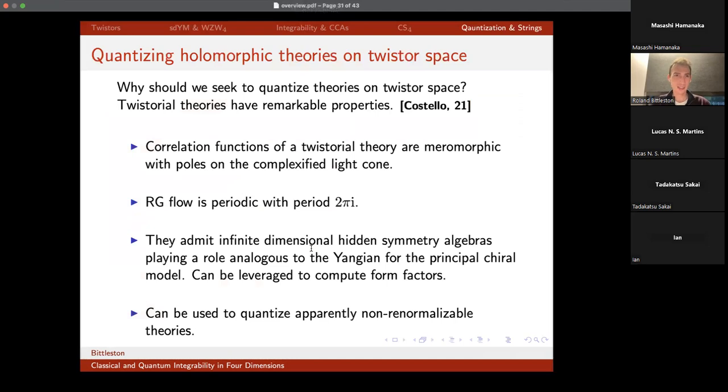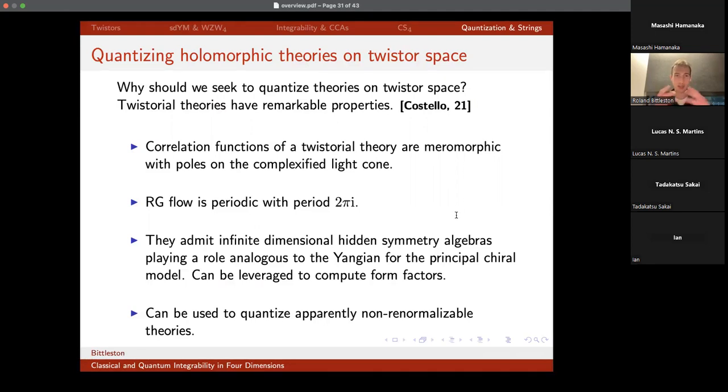Okay, to that end, let me get to the subject of quantizing the theories. I think the first question one might naturally ask is why one should seek a quantum theory on twistor space at all. It turns out twistorial theories, that's the name that we give to these things, have some remarkable properties, which Kevin wrote down in this paper I mentioned at the very start. The correlation functions are meromorphic with poles on the complexified light cone, and the RG flow is periodic with period 2 pi i.